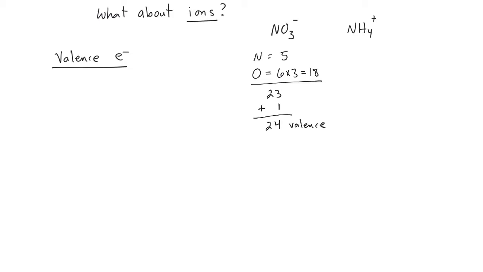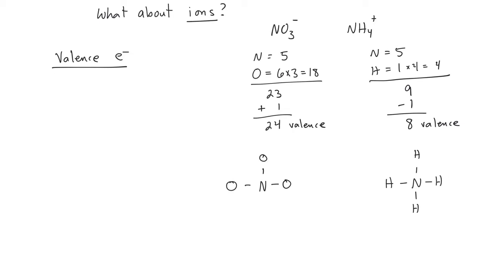For the ammonium ion, nitrogen still has 5. Hydrogen has 1. There are 4 of those. So that gives us a total for that molecule of 9. We will subtract 1 for the positive charge, and that gives us a total of 8 valence.